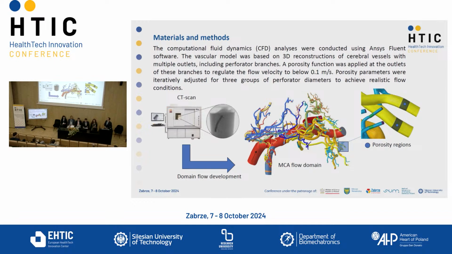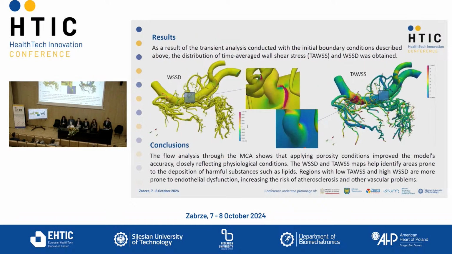The flow was simulated in ANSYS Fluent software using computational fluid dynamics. As a result of the transient analysis, we obtain a wall shear stress divergence map and time-averaged wall shear stress. And these parameters help identify areas prone to the deposition of harmful substances, such as lipids. On this graphic, you can see the highest value and the lowest value, and the area which can be dangerous.